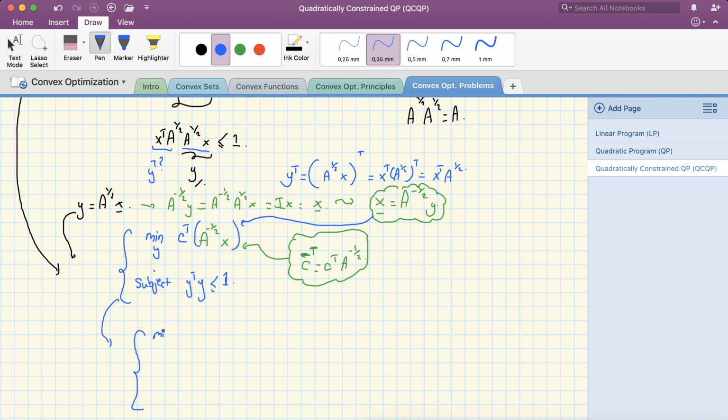So minimize over y, c bar transpose. I made a mistake right here. This guy should be a y, right? Not an x. So upon this change of variable, it's not really a change of variable because neither c nor a is a variable, right? So it's just readjusting the problem, if you will. So c bar transpose y subject to y transpose y is less than 1.